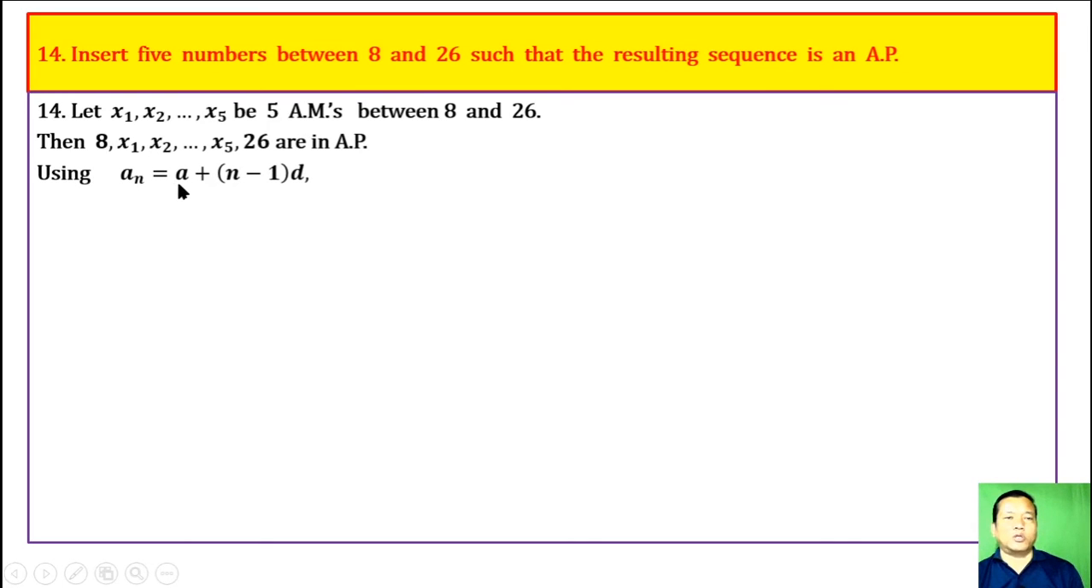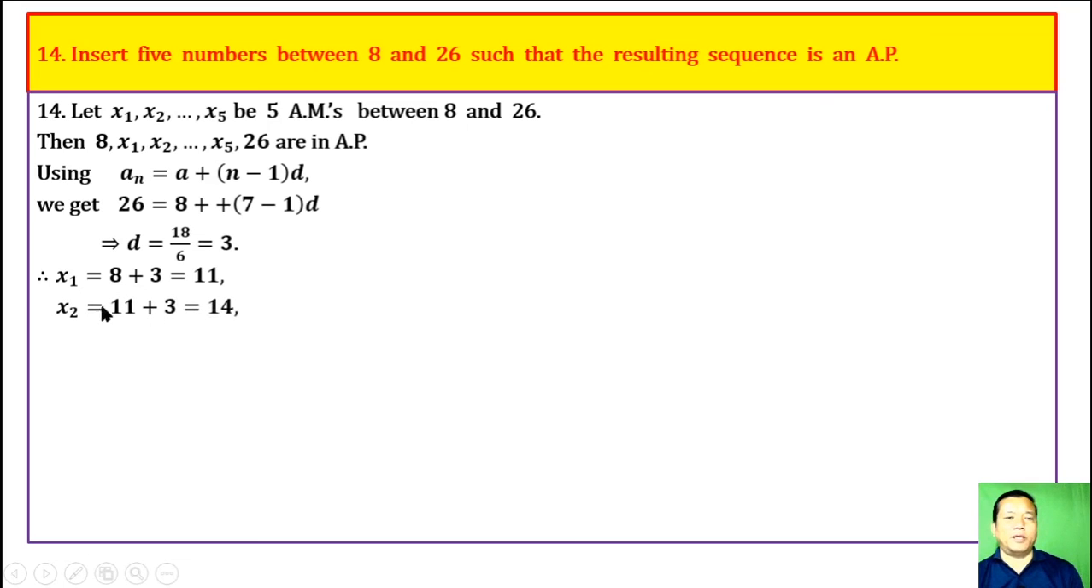Using an = a + (n - 1)d, where an is 26, which is the 7th term, a is 8 and n is 7. d is to be found out. Solving for d, we get 3. Therefore, x1 is a + d, that is 11.